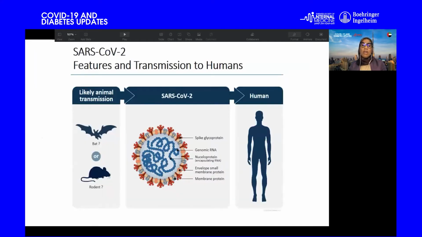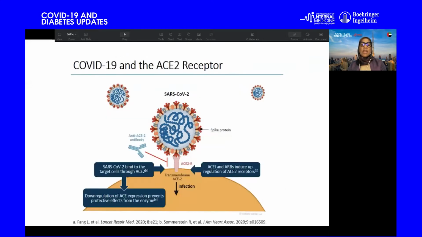So a year on, we know quite a bit about the virus, but we're still not certain about which is the likely animal of transmission. Is it a bat? Is it a rodent? We're still trying to figure that mystery. But what's important is that we now realize that this virus is able to gain entry into the human host through the spike proteins that are shown here on the figure, and they latch on to the ACE2 receptor in order to gain entry into the cells.